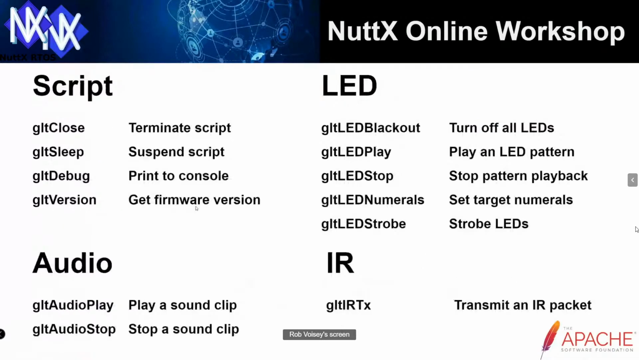You can load files. There is some script handling. So GLT close is the thing that does the horrible long jump. You can sleep a script, but because that will block the thread, it's not a thing you would normally want to do. You've got access to the NuttX console for debugging. You can also check the version. Then we've got some audio calls for playing sound clips. You can play them on any combination of the 4 available output channels. You can stack up to 4 of those if you want. Then we've got control of all the LEDs, of which there are dozens and dozens on the pack.